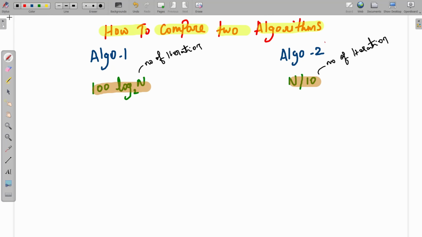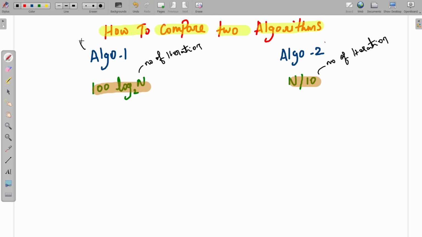In this video, we are going to learn how to compare two algorithms. So let's imagine we have two algorithms. Algorithm 1 has a number of iterations of 100 log base 2 of n, and algorithm 2 has a number of iterations of n by 10. My very simple question is: how do we compare two algorithms?